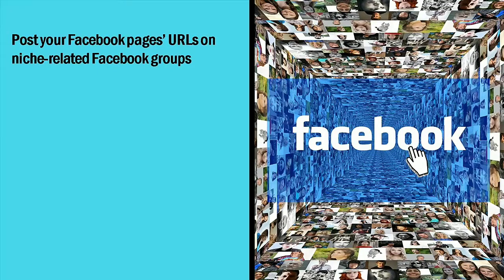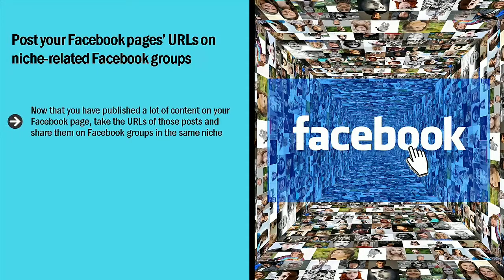Post your Facebook page's URLs on niche-related Facebook groups. Now that you have published a lot of content on your Facebook page, take the URLs of those posts and share them on Facebook groups in the same niche. Now, please understand that you cannot do this on day one. You can't just join a group and all of a sudden start dropping links. You're going to look like a spammer. People are not going to like what you're doing. You probably will get banned sooner rather than later. I suggest that you don't even try to do that.